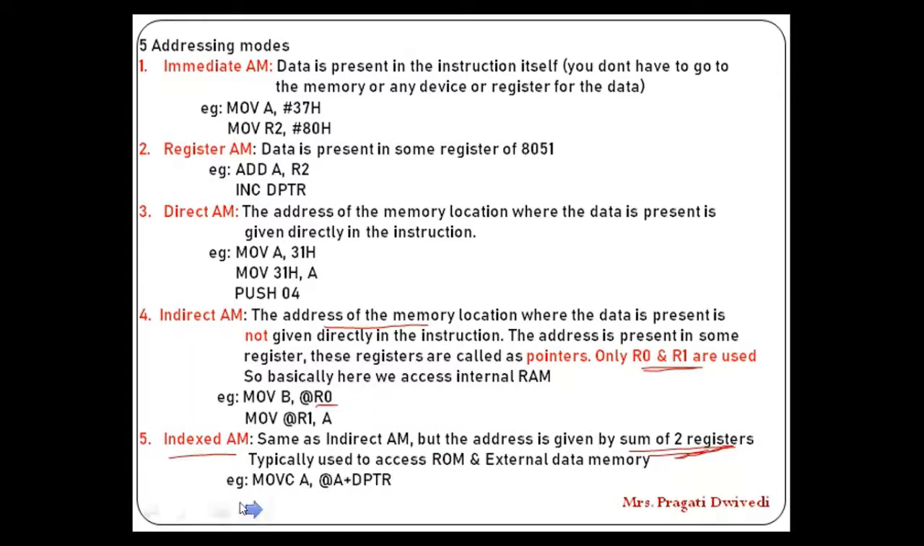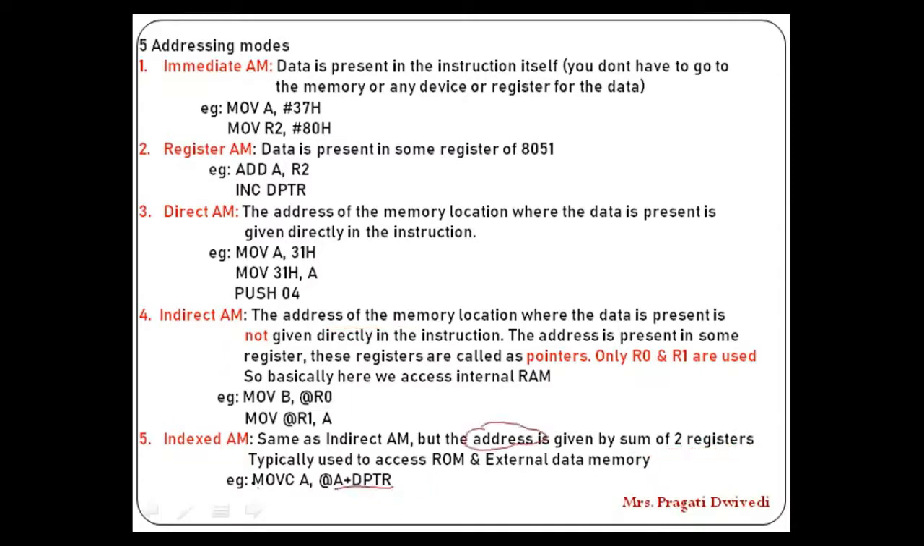Example is MOVC A comma at the rate A plus DPTR. See, the moment you see at the rate, you should know that it is indirect addressing mode. But since it is A plus DPTR, you have some indexing here, right? So the address is given by DPTR plus A. And whatever you get as the sum, you will go to that memory location and move the content into the accumulator. So again, this is not the data. This is again the address of the memory location.